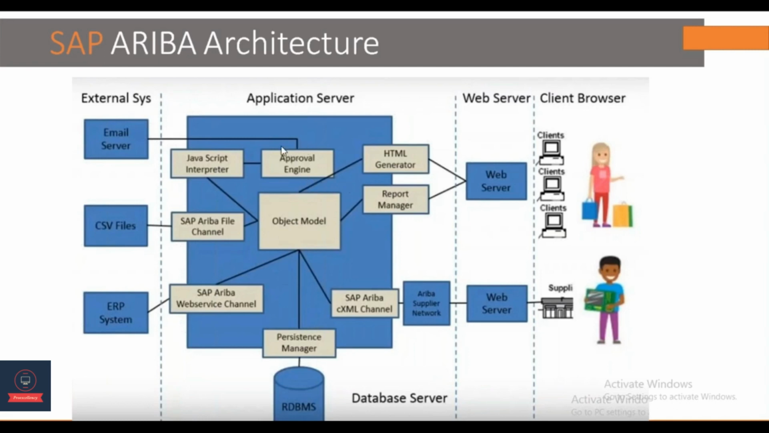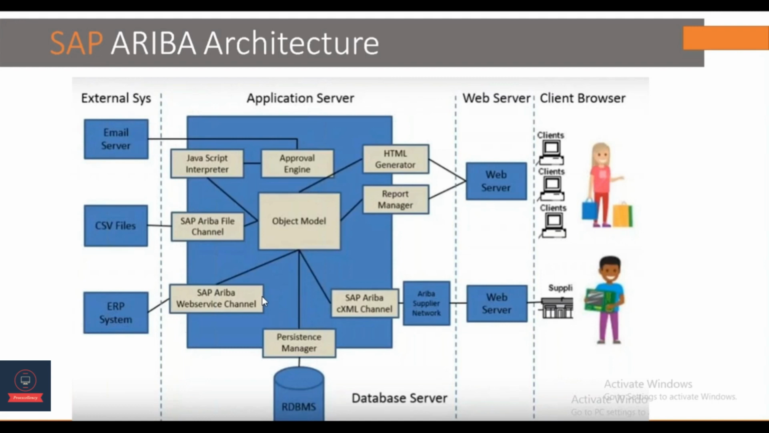If you see in the third block, we have the application server. Basically, this is the database design of SAP Ariba. In the application server we have the object model, and in the object model we have multiple objects. For example, report manager, SAP Ariba file channel, SAP Ariba web service channel, persistence manager, and SAP Ariba cXML channel. Apart from this, a number of objects are available in the object model. Those objects are linked with the database server.